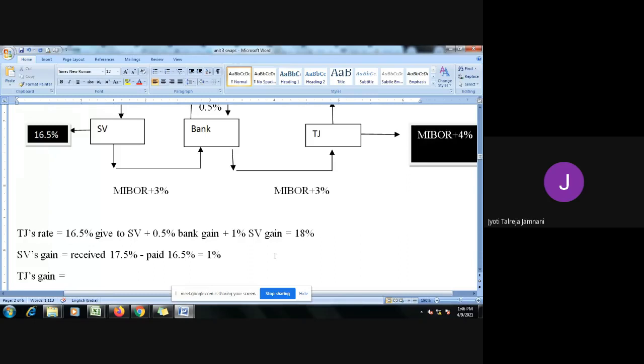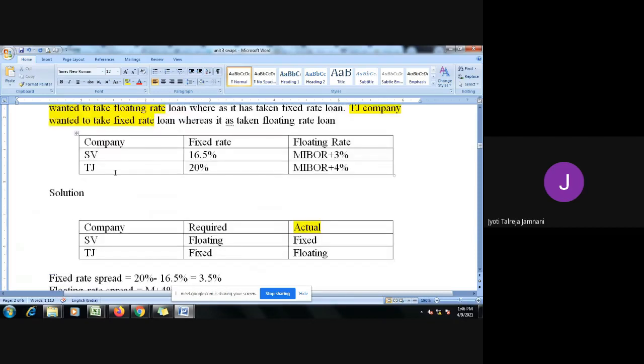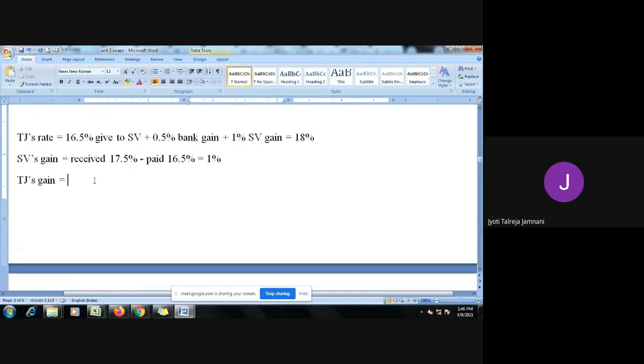If TJ would have gone to the open market without doing this swap, TJ wanted a fixed rate, and directly if it would have gone for a fixed rate, he would have paid 20%. Whereas now he's paying how much, we will see. So TJ would have paid 20% without swap. So if there was no swap, it would have gone to the open market and paid 20%. So minus from that, how much it has actually paid.